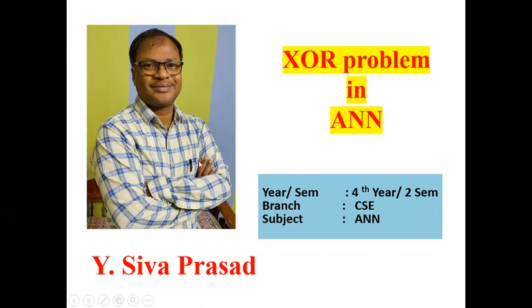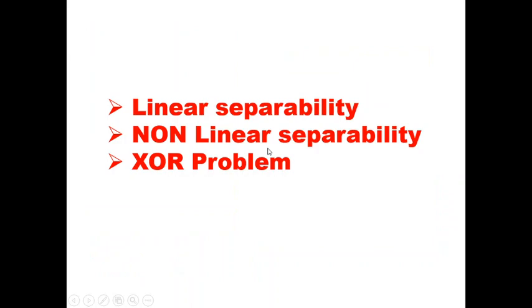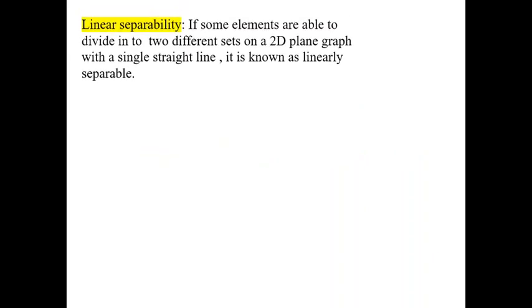In this video, I am going to explain linear separability, nonlinear separability and the XOR problem in artificial neural networks. Let's enter into the subject. Linear separability: if some elements are able to be separated into two different groups on a 2D plane with the help of a single straight line, it is known as linearly separable.